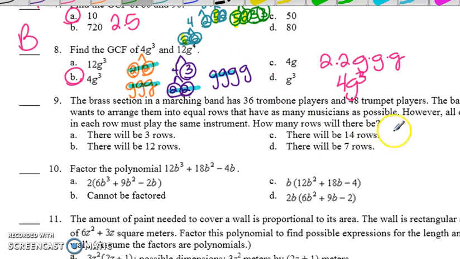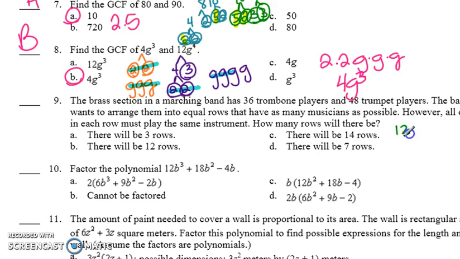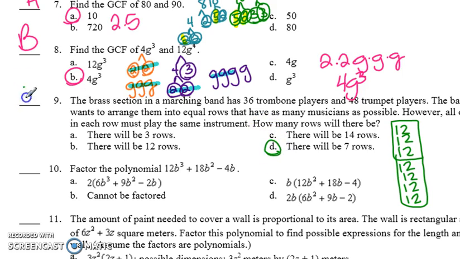So if I do rows of 12, I would have 12 and 12 and 12 for trombone players, and that would give me all 36. And then I would have 12, 12, 12, 12 trumpet players, and that would get me all 48 trumpet players. So total, there would be 7 rows.